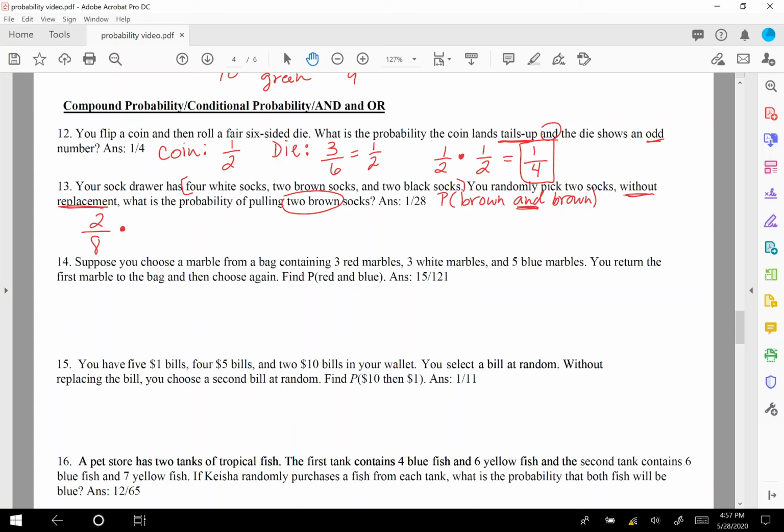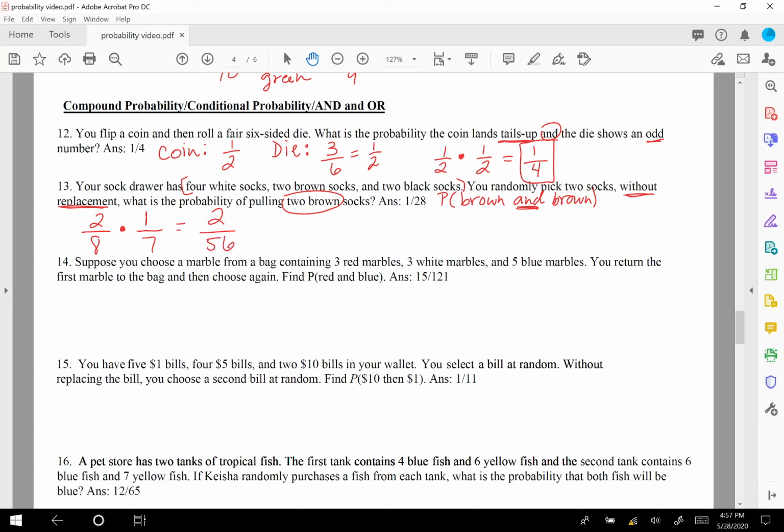Now we have to say, okay, we took out a brown sock. We're not going to put it back. So that means that now instead of 2 brown socks in the drawer, we only have 1 brown sock. And now instead of 8 socks in the drawer, we only have 7. And so we multiply. 2 times 1 is 2. 8 times 7 is 56.